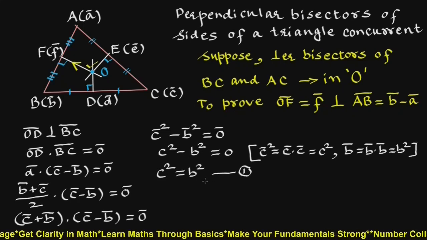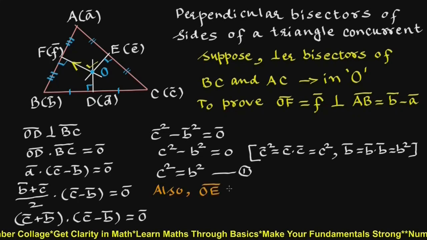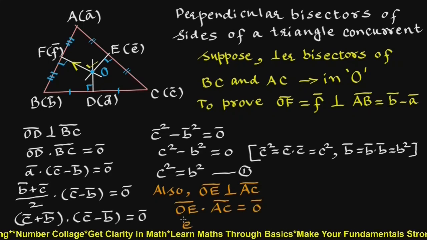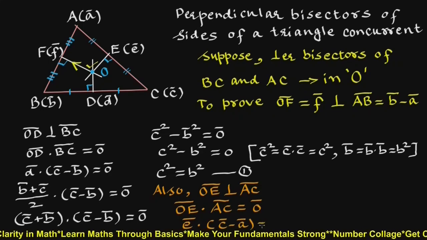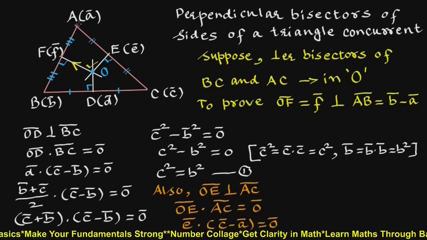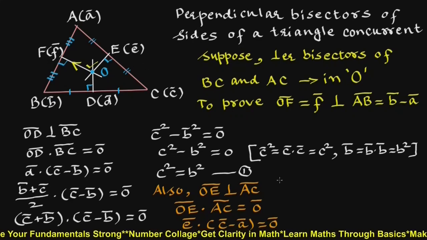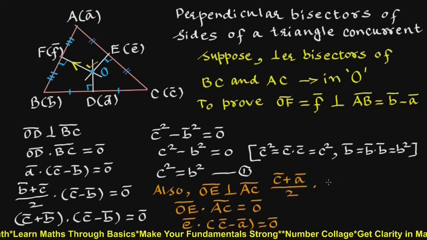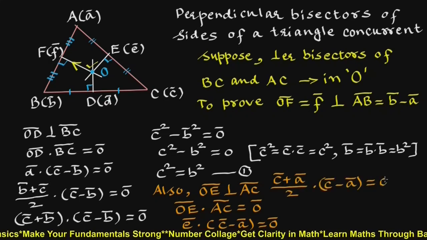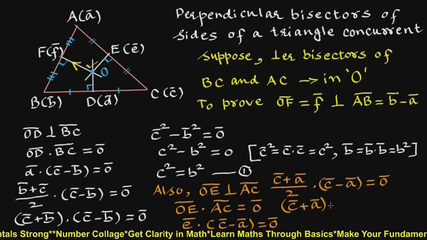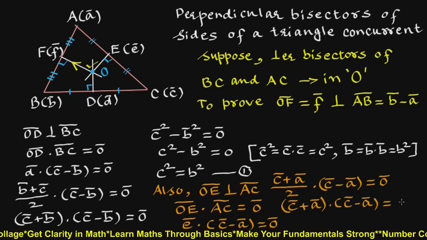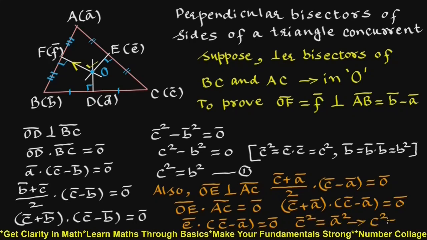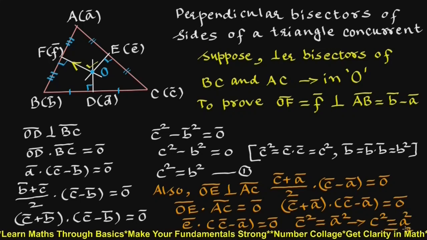We name this 1. Also we have OE bar perpendicular to AC bar. Therefore OE bar dot AC bar is 0 vector, E bar dot (C bar minus A bar) equals 0 vector. E is the midpoint of side AC. Therefore its position vector E bar will be (C bar plus A bar) upon 2, dot (C bar minus A bar) equals 0 vector. (C bar plus A bar) dot (C bar minus A bar) again is 0 vector. C bar square equals A bar square gives C square equals A square. Let us name this 2.